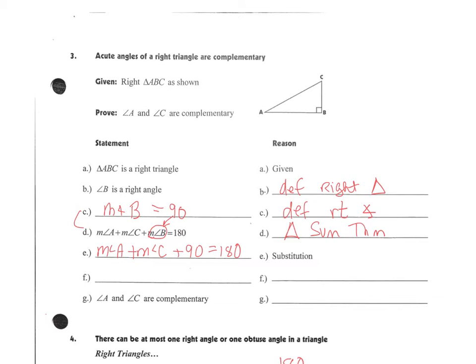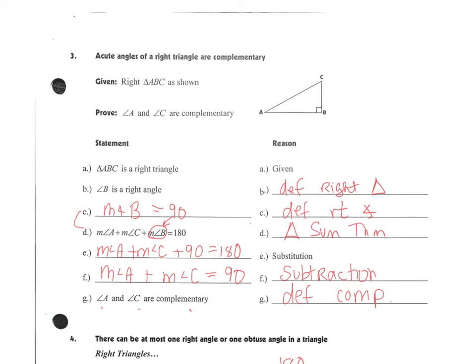Now, we want to move that 90 over to the other side, just by subtraction. What would happen is that we would have that the measure of angle A plus the measure of angle C is equal to 90 degrees. And then that tells me that angle A and angle C are complementary, because that is the definition of complementary, and proves our statement that angle A and angle C are complementary.